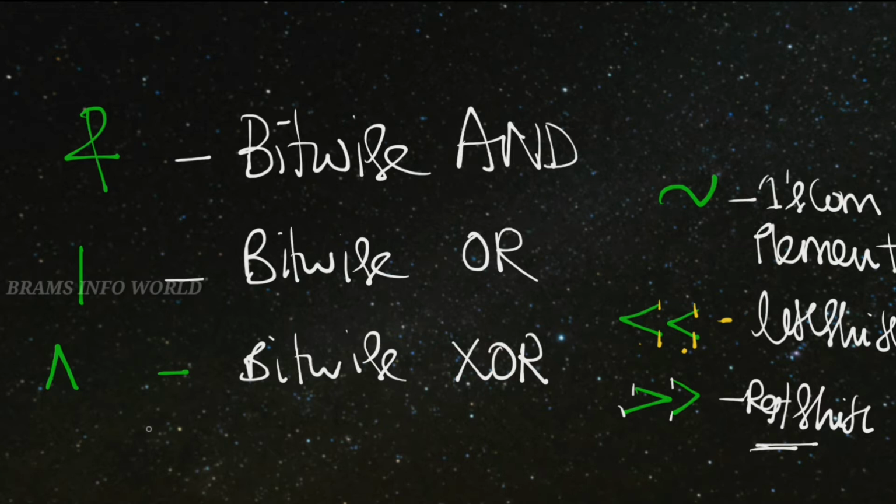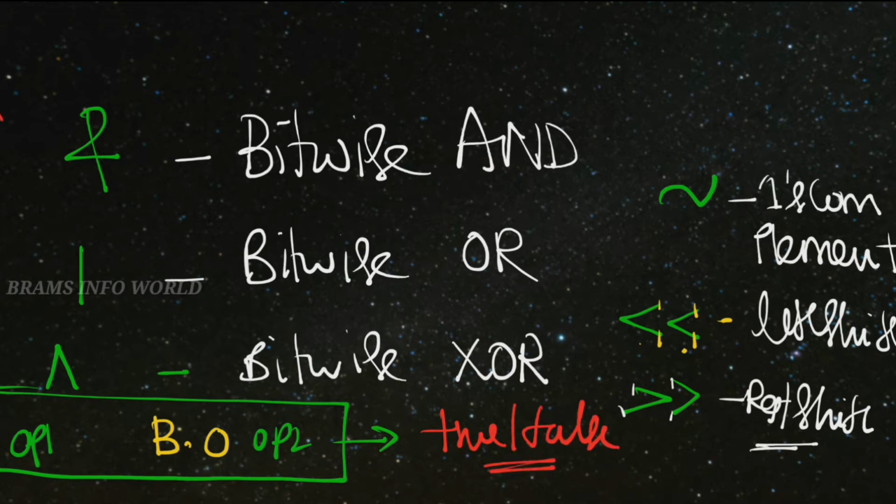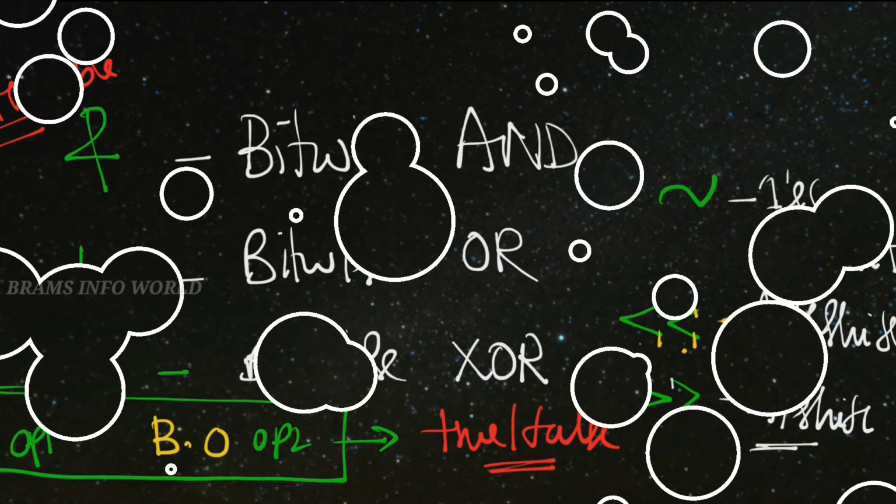And coming to the syntax, first of all we have to write the operand 1, then the bitwise operator, and beside it operand 2. This is the way we can build a bitwise expression, but the result of a bitwise operator is either true or false based on the operation, or based on the truth table. So let us discuss in detail about bitwise operators.